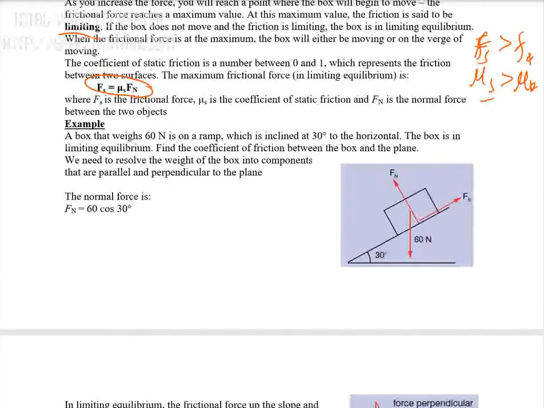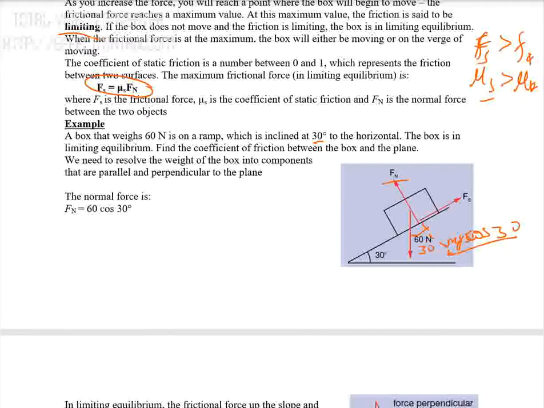We have one example here. A box of weight 60 Newton is on a ramp which is inclined at 30 degrees to the horizontal. The box is in limiting equilibrium, that means it's stationary. Find the coefficient of friction between the box and the plane. First, we must find the normal force. Here the angle is 30 degrees, therefore this one is how much? 30 also. Therefore, this one is mg cos 30 degrees. This one is equivalent to the normal force.